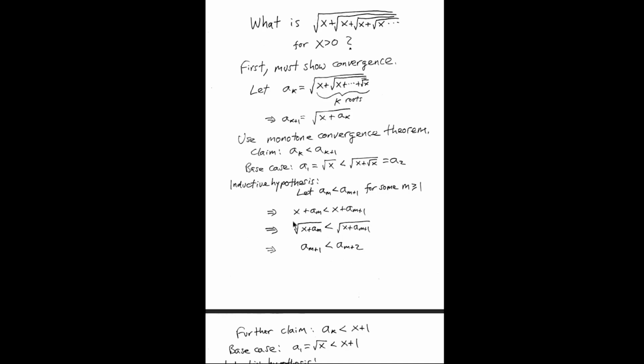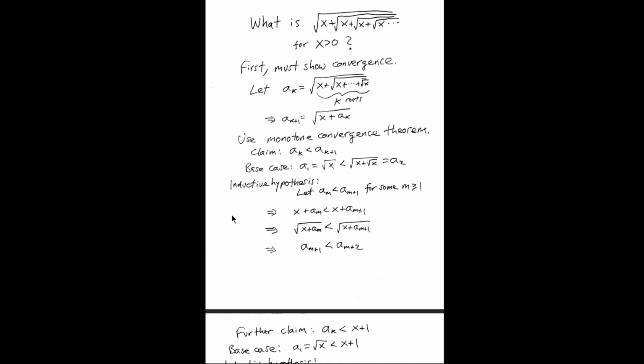Well, this of course implies that am plus 1 is less than am plus 2. This is just the definition of am plus 1. This is just the definition of am plus 2. And therefore, the first part of our proof is over. We have shown by induction that a sub k is less than a sub k plus 1 for all k greater than or equal to 1.